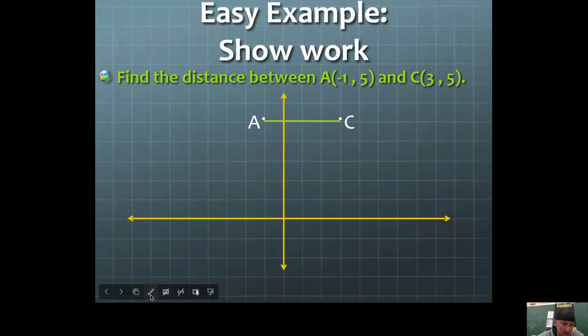Well, the nice thing about this is, hopefully you noticed this already, this is a horizontal segment because that y coordinate there, it's 5 for both. So anytime you have a horizontal or a vertical segment, all you need to do is count the length. So we can just count 1, 2, 3, 4 units. So how far is it from A to C? It's 4 units. Now, if you would have counted from C to A, remember, it's still 4. It's not negative because you went left. Segment lengths are always positive.